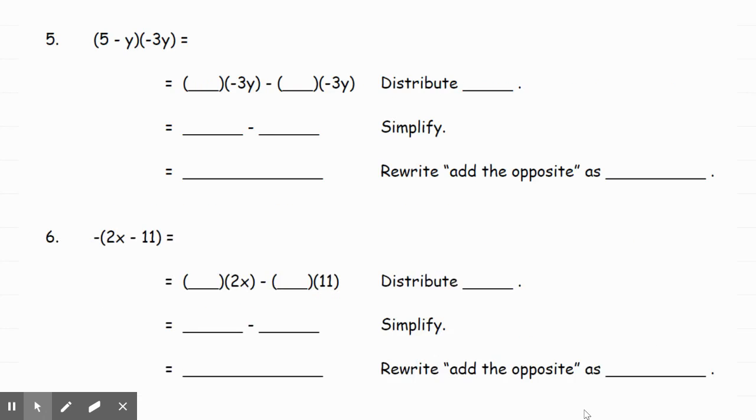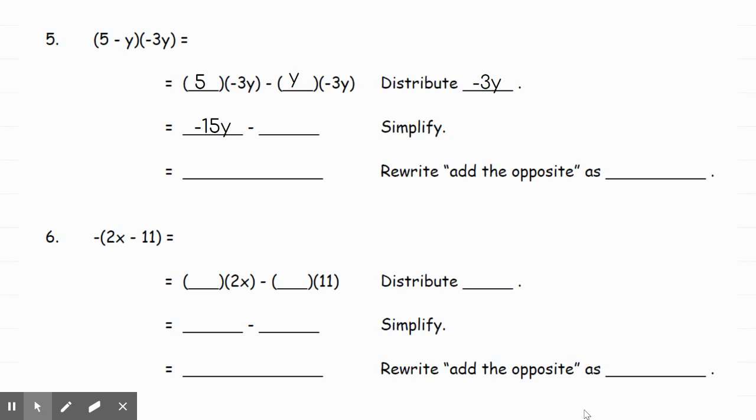All right, another example, this is the quantity of 5 minus y times -3y. We're going to distribute the -3y to everything inside those parentheses. So it's 5 times -3y. Again, it's minus inside the parentheses, so the minus stays where it is. And then it's y times -3y. From here, we simplify. 5 times -3y is -15y.